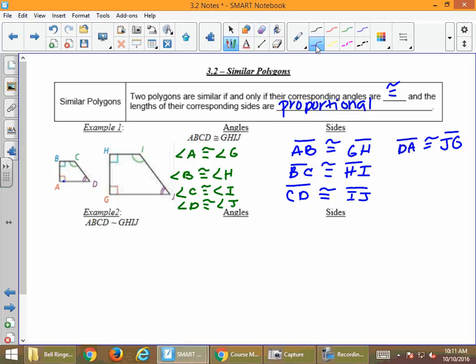Well, what did we say if we have similar figures? What did we say about their angles? All their angles were what? Congruent. So exactly like we did with example 1, we're going to do the same thing with example 2. Their angles are going to be the same. You literally are just copying what you did here. A and G are congruent. B and H are congruent. C and I. And then D and J.